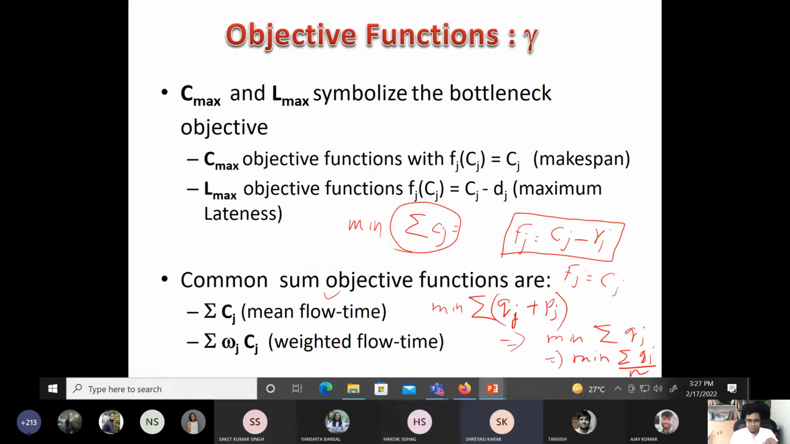And what was Dj? What is Dj in Lmax? Dj is the deadline. Suppose every task comes with a deadline. So completion time minus deadline, what will we get? Lateness. Which task got how much late? Suppose you want to minimize the maximum lateness. So many times we want to minimize the maximum lateness. This is overhead in a sense, how much a task got late. So many objective functions we define in that way.